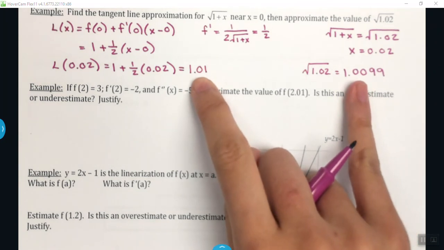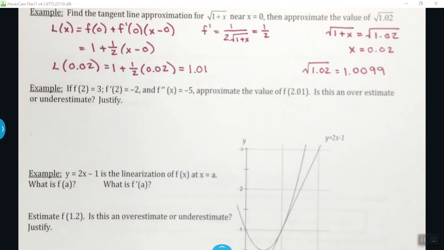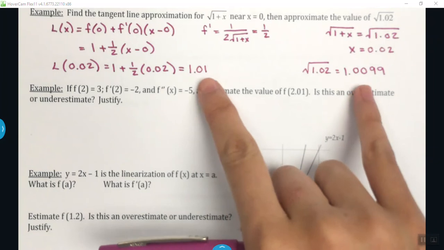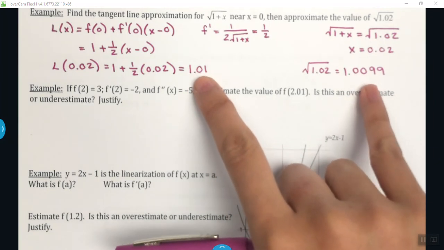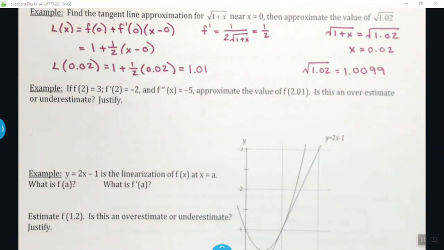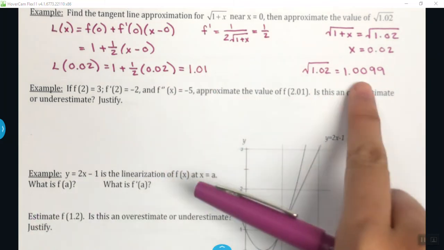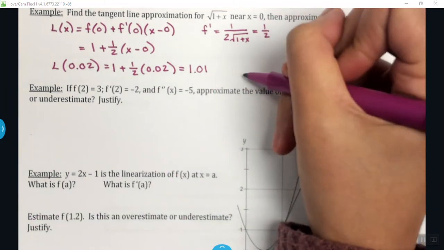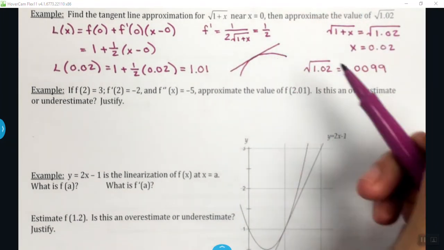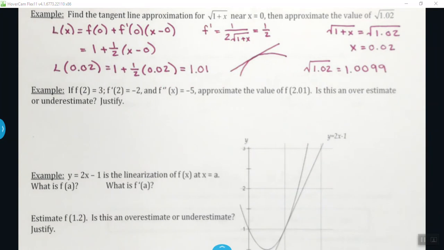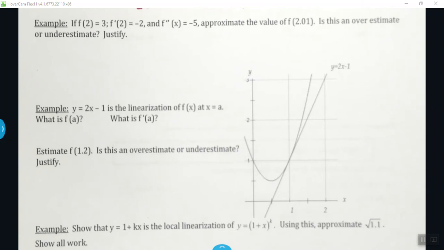Because it's close. If they ask if it's good, we just go back and do that. Based on this, is your function concave down or concave up? Down. Why? Because the tangent is greater than your actual, so that means you've got a tangent line on top of your curve, so it would be concave down. Cool. All right. Next two examples.